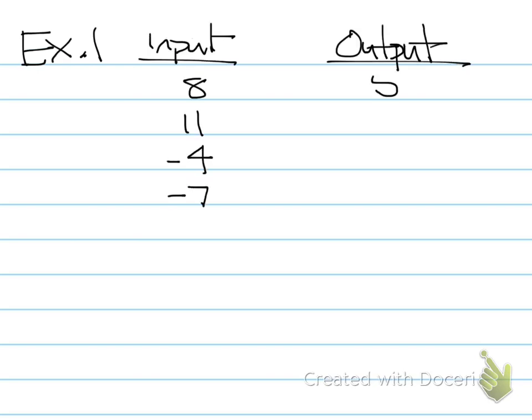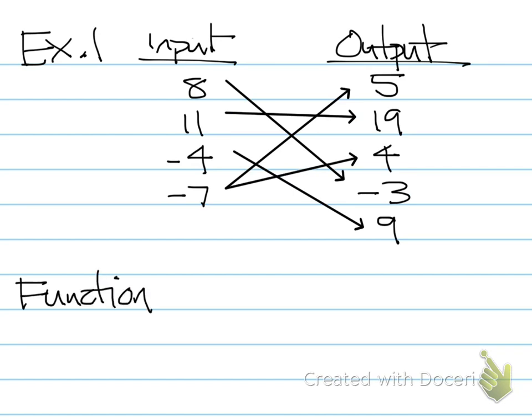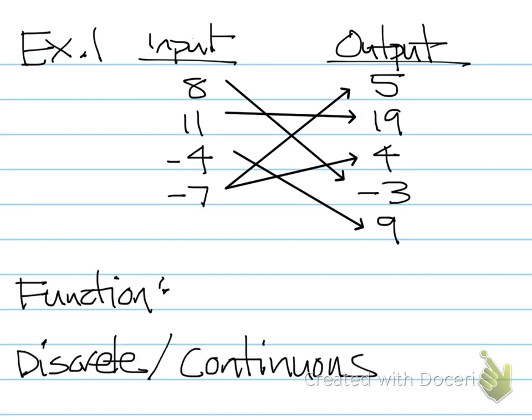In this example, we want to determine whether this map is a function or not. 8 maps to -3, 11 maps to 19, -4 maps to 9, and -7 maps to 5 and to 4. Now, for functions, each element in the domain maps to only one element in the range. And as we can see in this map, -7 is mapping to 5 and to 4. So this is not a function, since the -7 maps to more than one number.